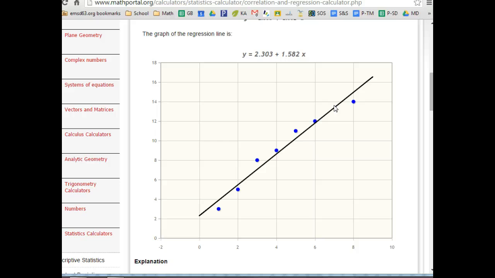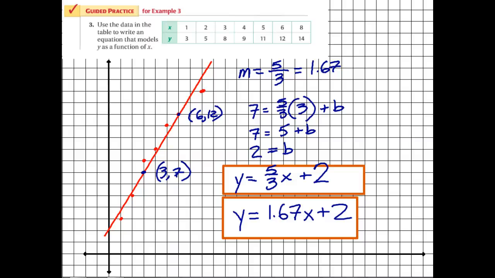But that's how we do it, and you can adjust it. We could have adjusted it here. Maybe my line is, like I said, probably a little bit too steep, but it's still pretty close, I'd say. Okay. Well, thanks.